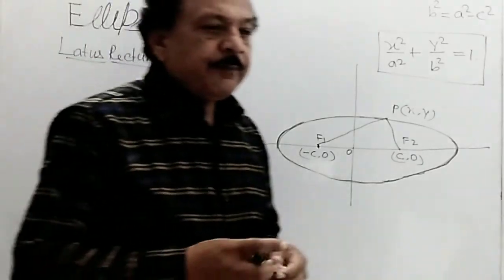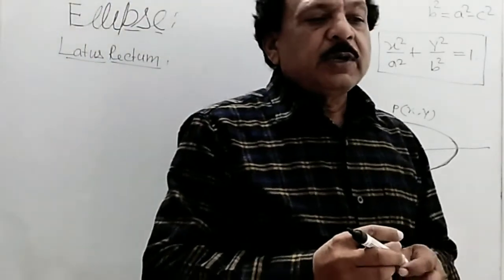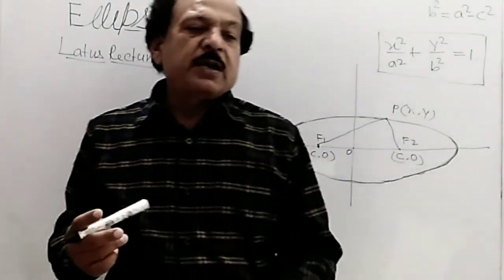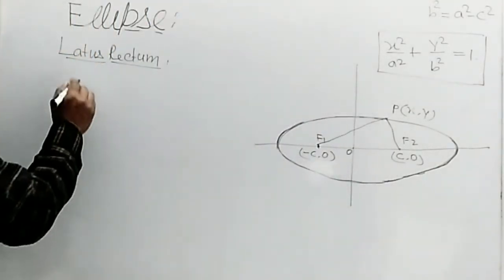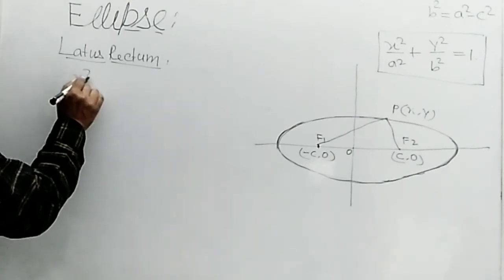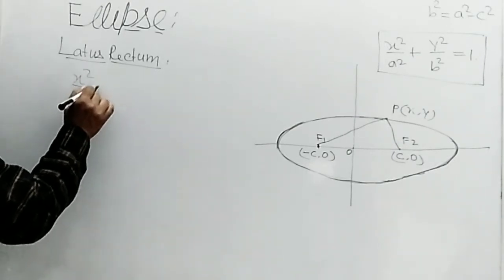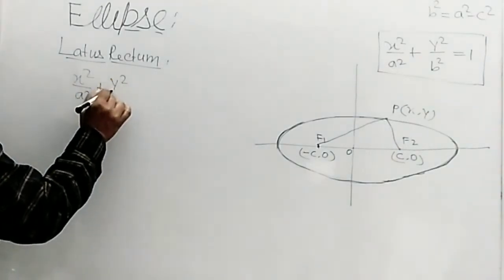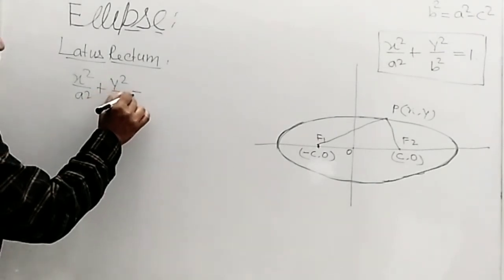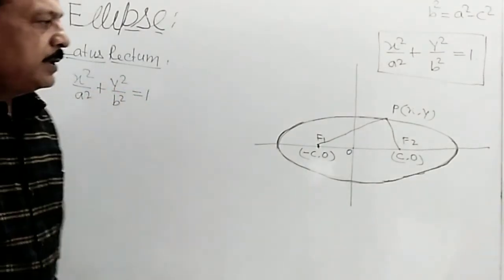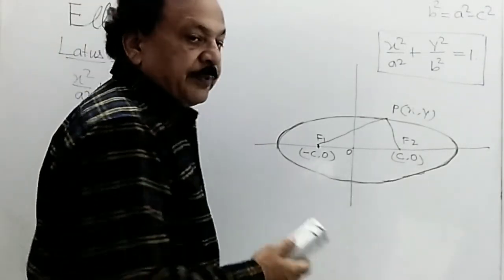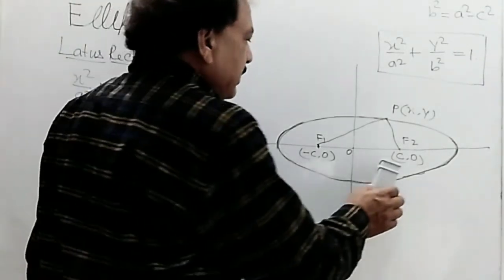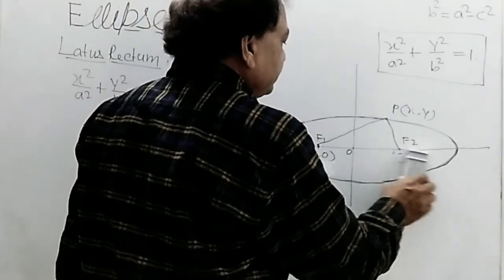Latus rectum. What is the latus rectum? Latus rectum of the standard equation of the ellipse, x square upon a square plus y square upon b square equal to 1. Now let's see how you determine the latus rectum.